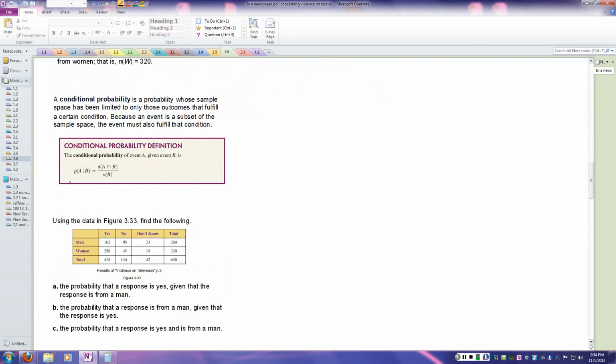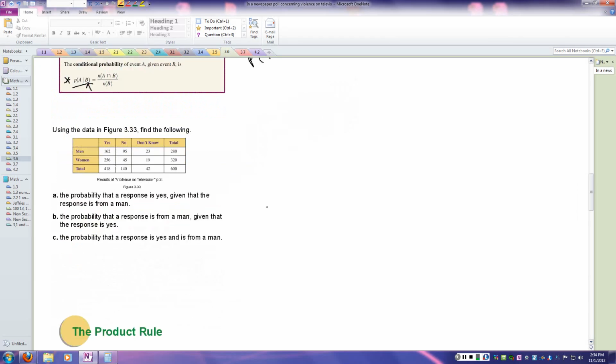This brings us to a formula, our conditional probability formula. If I want to know the probability of A given B, it's the number of A and B, so the number of elements in both A and B, so the number of women that said yes, over the total number of women. This is an important formula to notice. I'm going to write on your note card. The probability of A given B is going to be the number of elements in A and B, so A intersection B, divided by the number of elements in B.